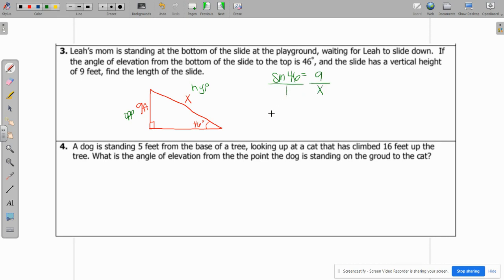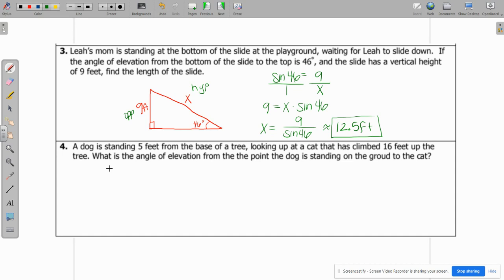So we want to solve this proportion. 1 times 9 is 9. That equals the other cross product, x times the sine of 46. So to isolate x, we would take 9 and divide by the sine of 46. So typing that in our calculator, we get approximately 12.5 feet, which makes sense. We're expecting something to be longer than 9 feet here since we were looking for the hypotenuse of the triangle.